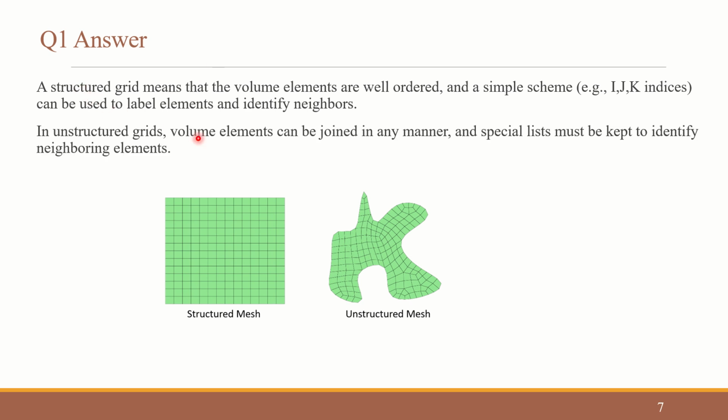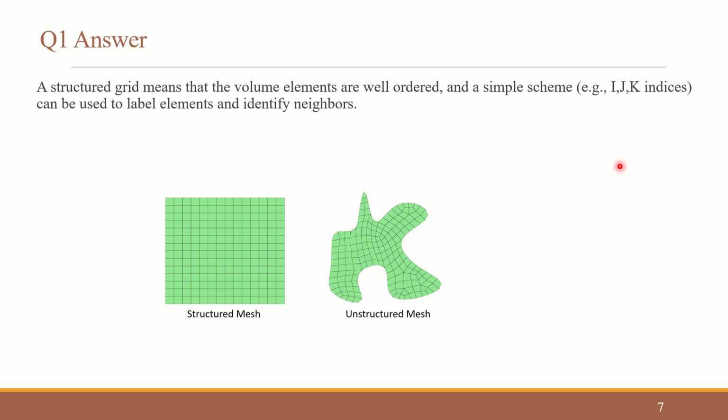Whereas in unstructured grids, volume elements can be joined in any manner and special lists must be kept to identify neighboring elements. So here we are ordering and arranging the neighboring elements in some way, whereas in unstructured grids, the volume elements can be joined easily for ease of generation, but it will be difficult to arrange them in a certain order. We cannot arrange them in a certain order, and we need special lists to keep identifying the neighboring elements.